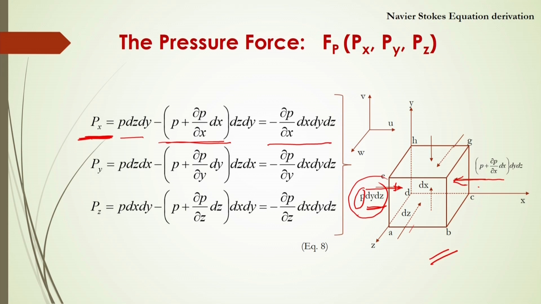Similarly, in the y direction, if we balance these pressure forces, P y will be equal to P into dz dx, because this one is your dz and this is your x, so this will be your dz dx. So, the pressure force in this direction will be P into dz dx. Similarly, from the other side in the y direction, it will be P plus dou P dou y into dy, into dz dx. Finally, after subtracting, you get minus of dou P dou y into dx dy dz.